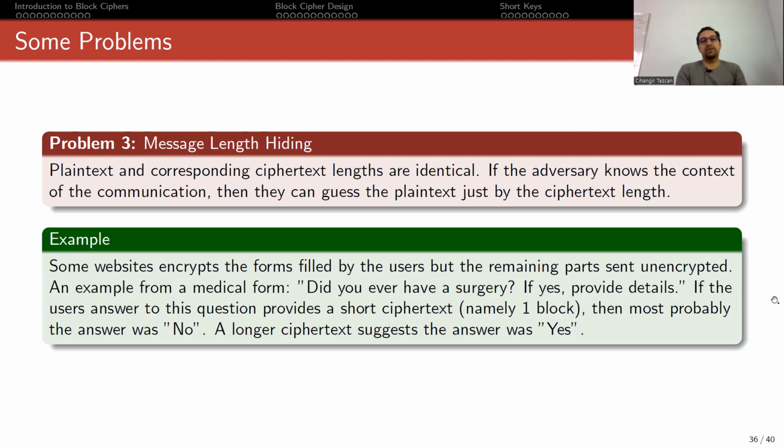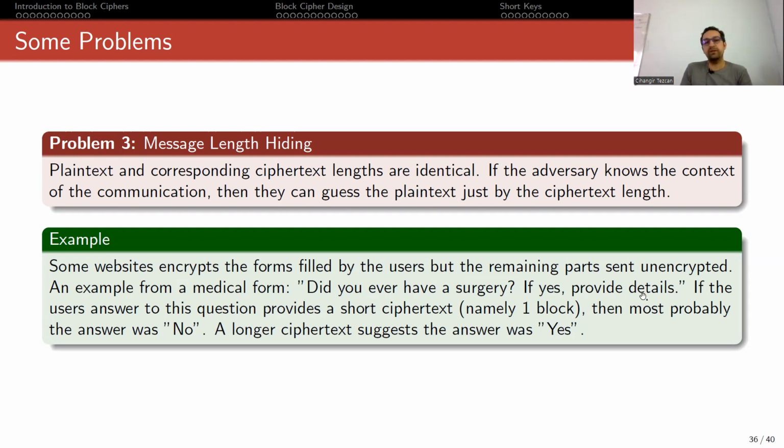Okay, so here's an example. Some web page encrypts the forms filled by the user, but the remaining parts are sent unencrypted. So this is generally what they do, by the way. An example from a medical form is like this. The question is, did you ever have a surgery? If yes, provide details. So this question goes as plain text, but your answer goes in the encrypted way, as the ciphertext.